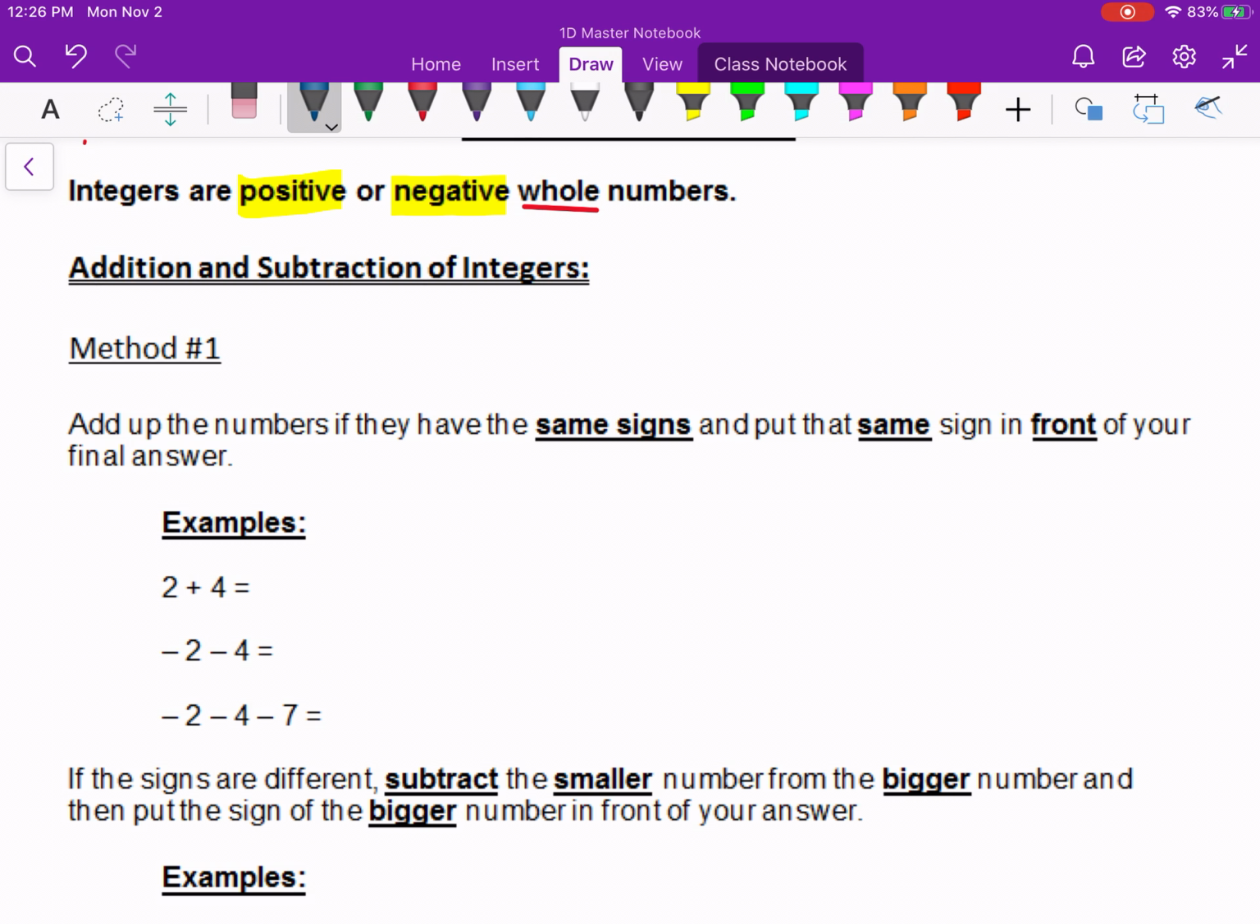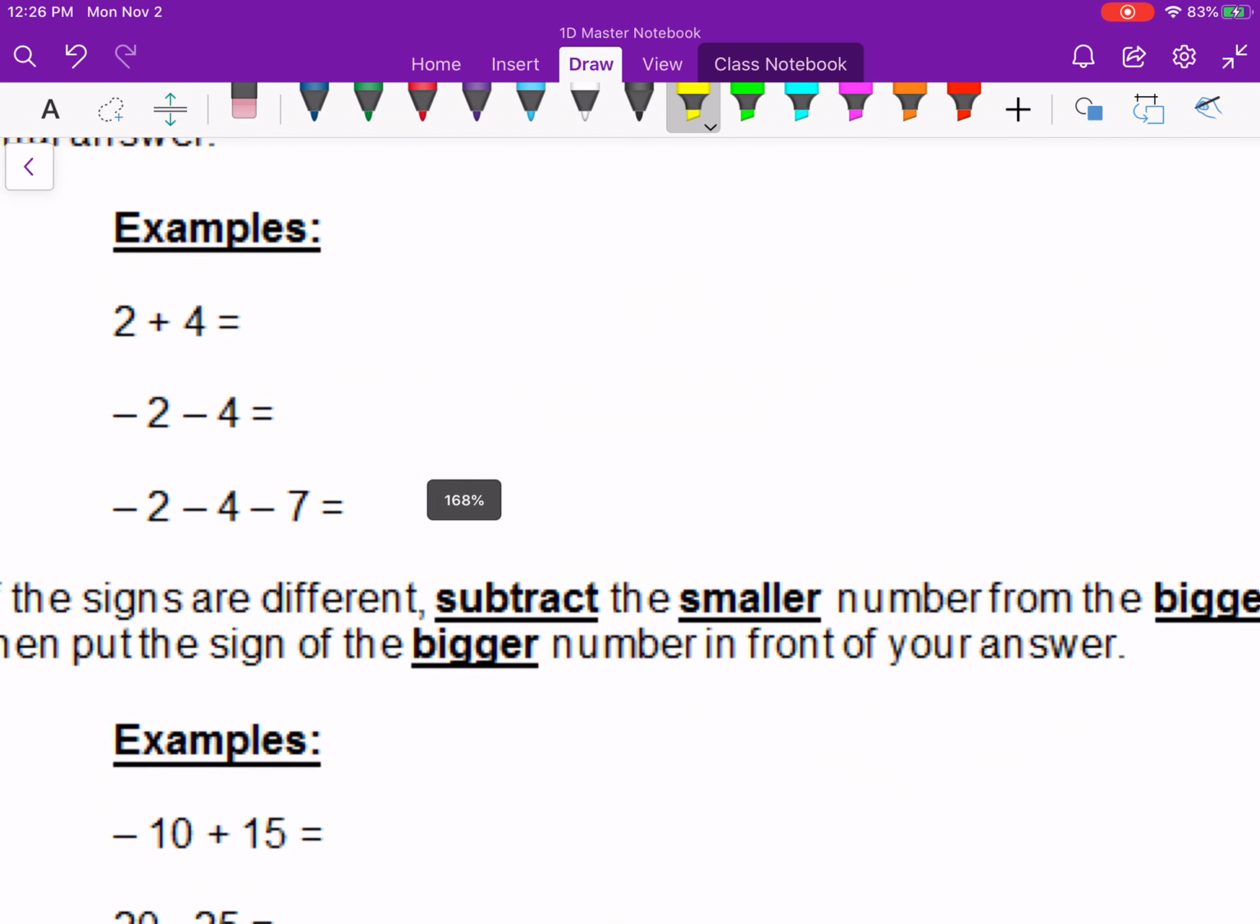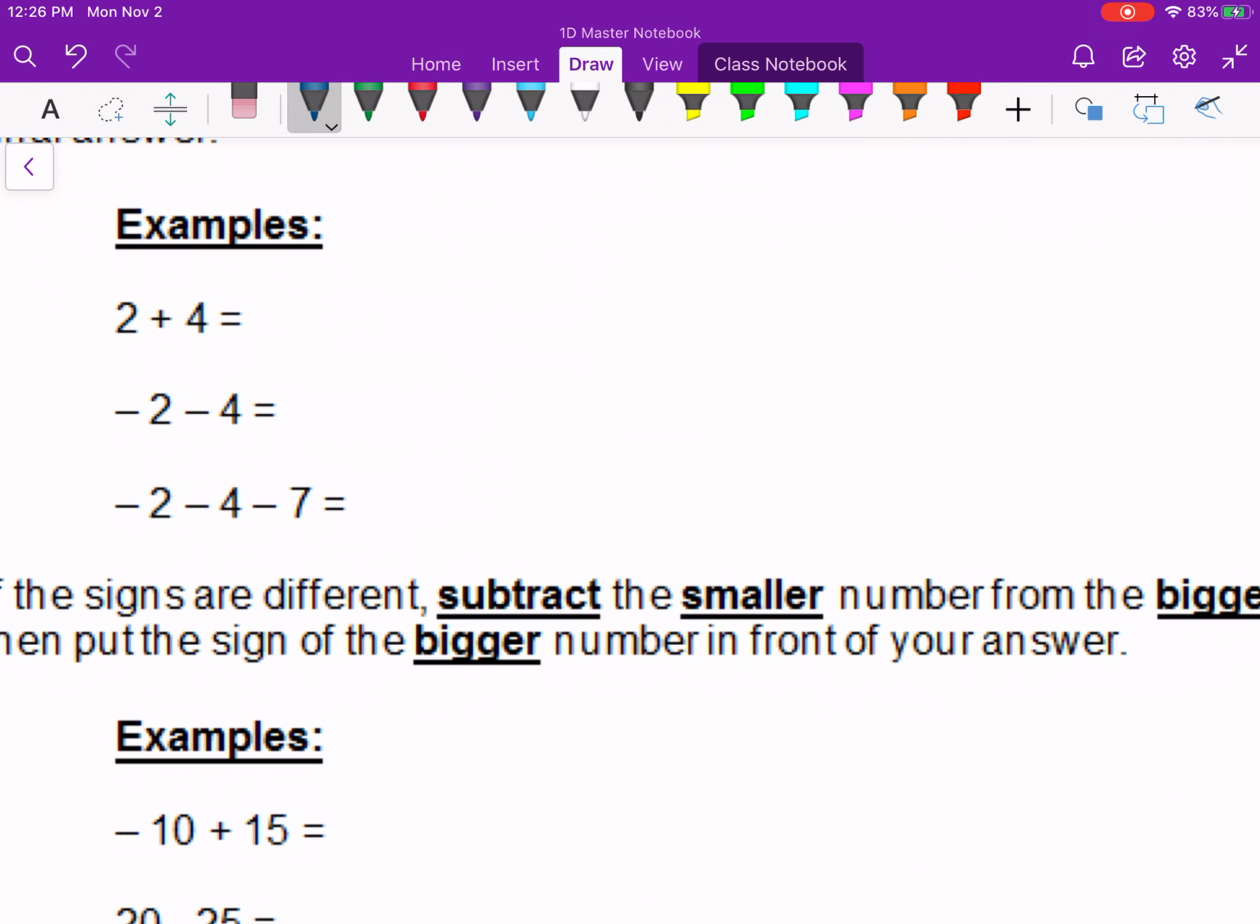Method 1. First, we can add up the numbers if they have the same sign. If they're both positive or they're both negative, or if there's more than two, if they're all positive or all negative, then all we have to do is add them all up. Looking at some specific examples, we know that 2 plus 4 equals 6, and if they're both positive, it's going to be positive overall.